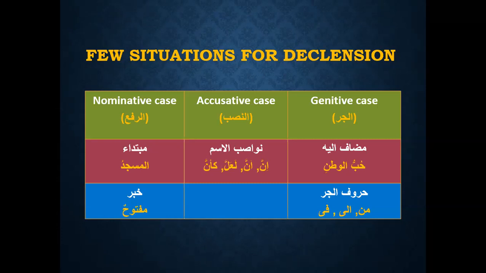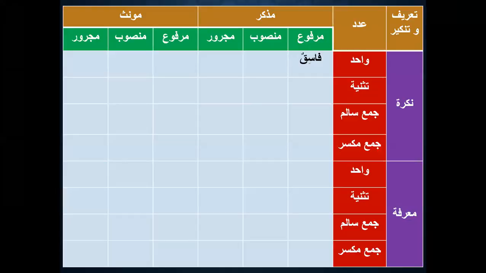Huruful jar. So the genitive case, mudaf mudaf ilay. Mudaf hubbul watan. Mudaf mudaf ilay. This is genitive state, as you know. Huruful jar, they would make the ism into majrur state as well. Min, ila, fi, an. Okay, let's complete this.